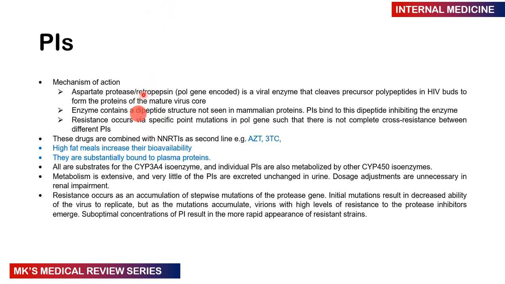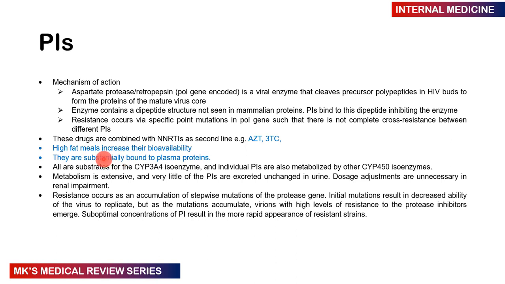The enzyme contains a dipeptide structure, which is not seen in mammalian proteins. These protease inhibitors can bind to this dipeptide, inhibiting the enzyme. We may sometimes get resistance, which can occur with specific point mutations in the pol gene, though these do not cause complete cross-resistance between different PIs. Now, these drugs can be combined with the nucleoside reverse transcriptase inhibitors as second line, so drugs like zidovudine and lamivudine. This is supposed to be nucleoside, not non-nucleoside.